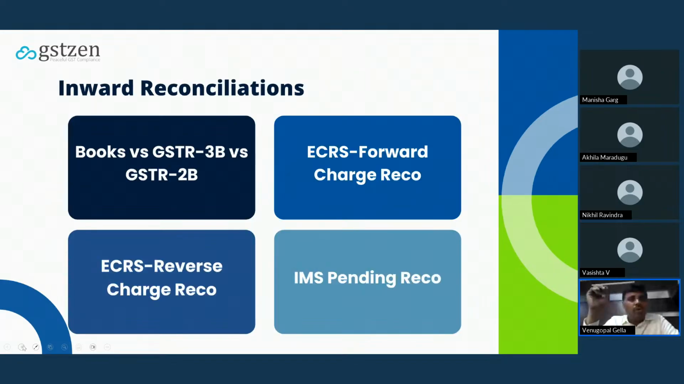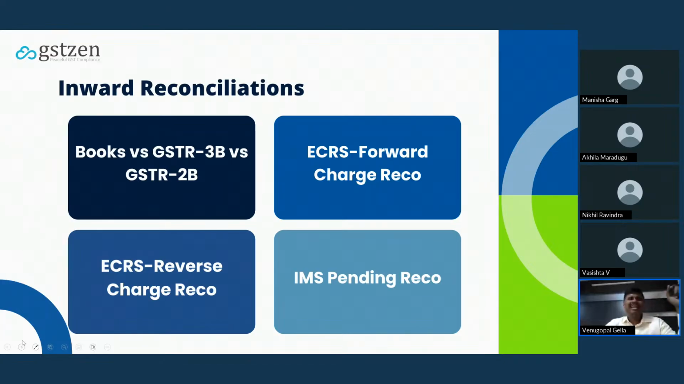Now the reconciliations. What type of reconciliations you should be doing, my colleague Manisha would be showing. First, you need to have a facility to reconcile what you have in the books with what you have filed and what is available. Now, predominantly people still do reconciliation with 2A. Is 2A necessary after 2B being there? Answer is yes. 2A is still necessary even though 2B is there.